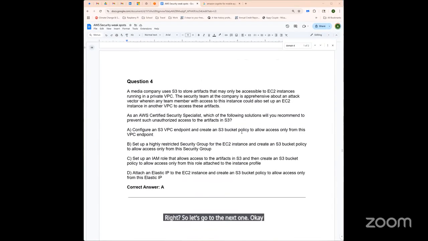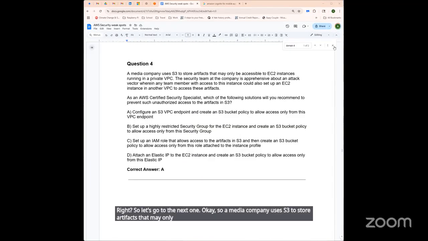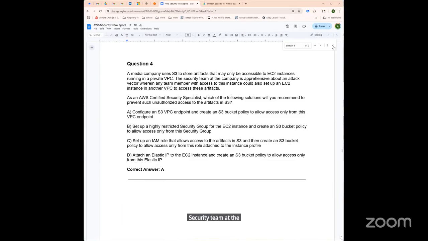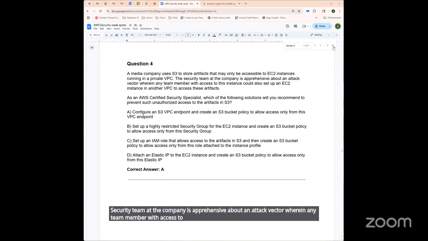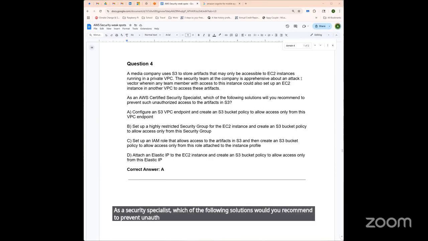Okay. So a media company uses S3 to store artifacts that may only be accessible to EC2 instances running in a private VPC. The security team at the company is apprehensive about an attack vector wherein any team member with access to the instance could also set up an EC2 in another VPC to access these artifacts. As a security specialist, which of the following solutions would you recommend to prevent unauthorized access to the artifacts?